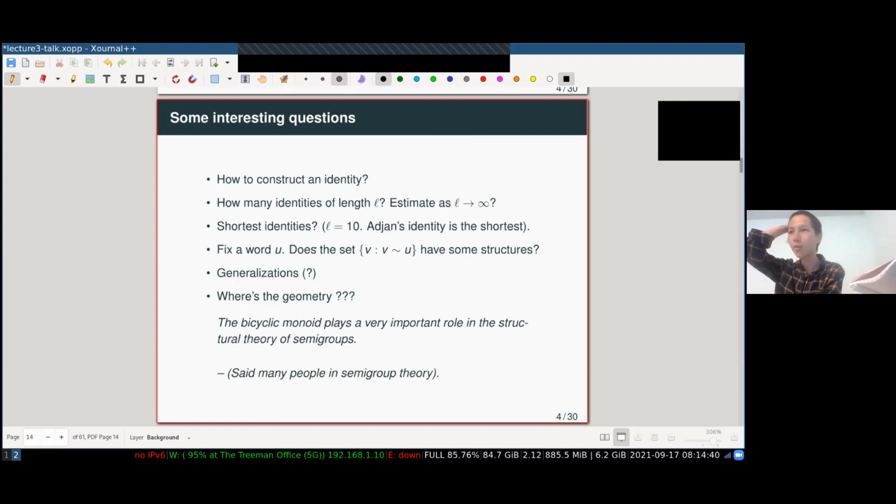here's a quote from many people in semigroup theory: the bicyclic monoid plays a very important role in the structure theory of semigroups. I would be honest with you, that's basically as far as I know about semigroup theory. I did try, honestly, to know a bit better, but it's beyond my abilities.